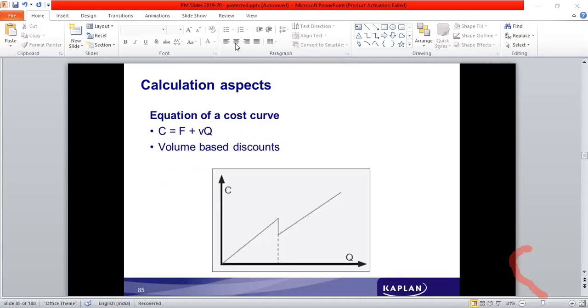The total cost is also given by an equation. Total cost is equal to fixed cost plus variable cost. The variable cost is the second portion, which changes along with the changes in the quantity, V into Q, where Q is the quantity. So that is the equation of a cost curve. C is equal to fixed cost plus variable cost. A portion of fixed cost remains the same, but variable cost keeps varying proportionately with the changes in quantity. When the quantity increases, there is a discount which is given. For bulk order purchases, discounts are given.